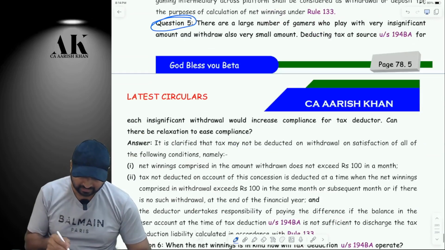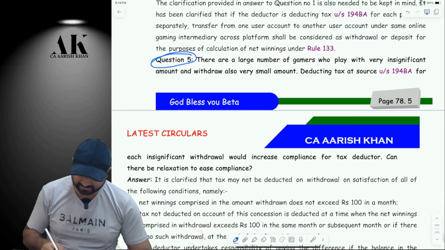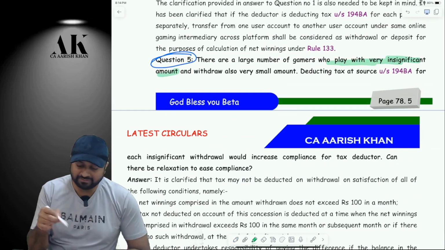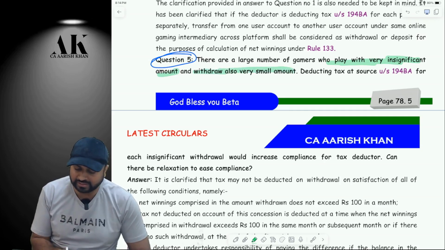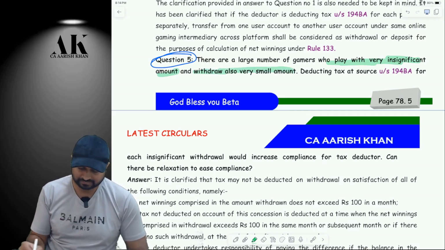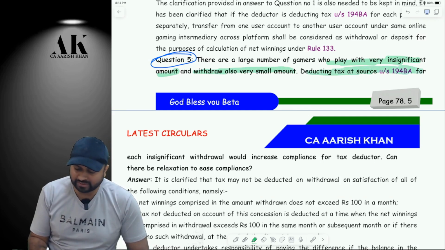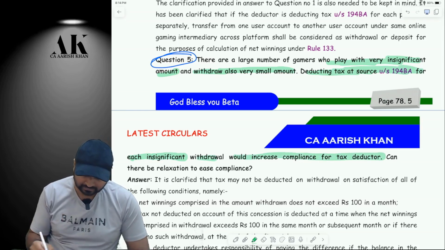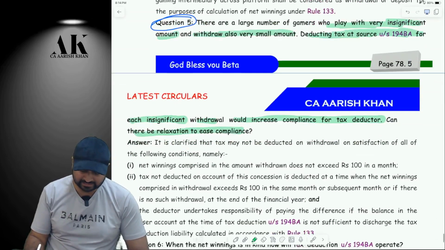Check. There are a large number of gamers who play with a very insignificant amount and withdraw also very small amounts. Deducting tax at source under 194BA for each insignificant withdrawal would increase compliance for the tax deductor. That is for Dream 11. Can there be relaxation to ease compliance? The CBDT has said yes.